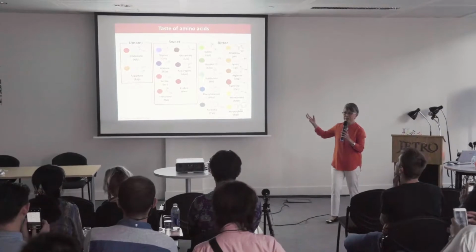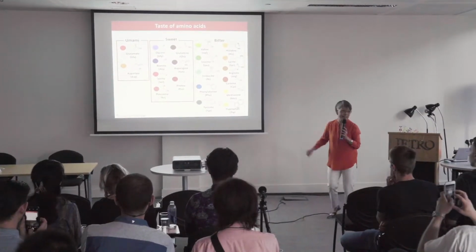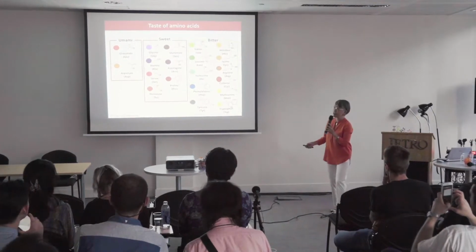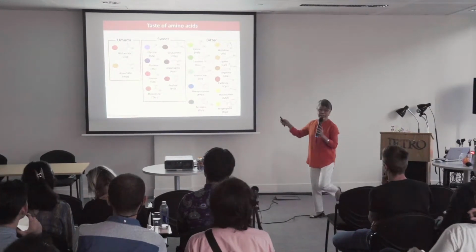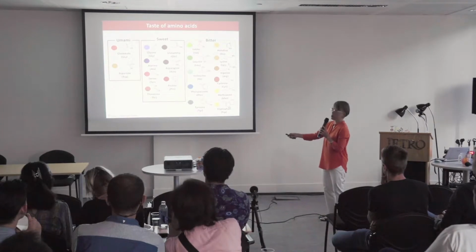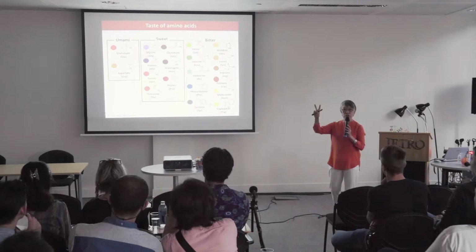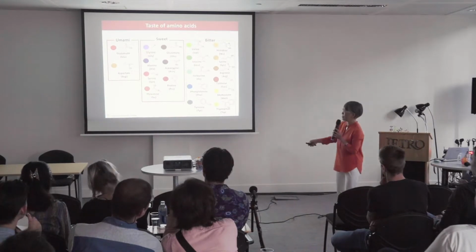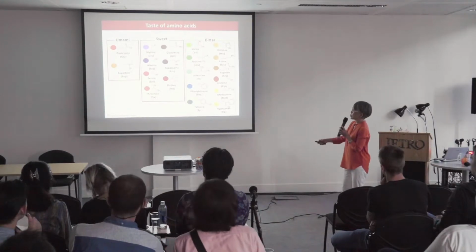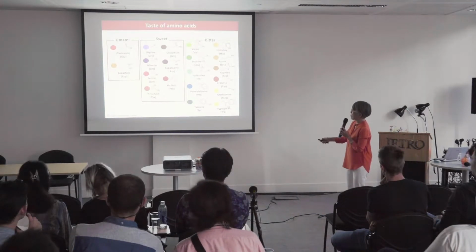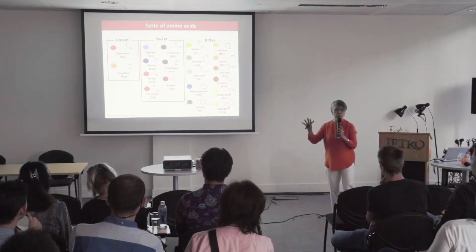As I told you, there are 20 different kinds of amino acids in protein, but each amino acid is roughly categorized into 3 different tastes. Number 1 is umami, glutamate and aspartate. Only these 2 amino acids have umami taste. And number 2 is sweet taste: glycine, alanine, serine, or threonine. All these amino acids have sweet taste.